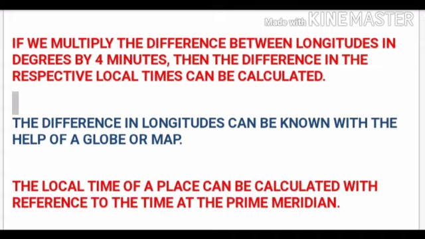You must be thinking, is it really possible to calculate the times of different places on the earth? Yes, it is possible. If we multiply the difference between longitudes in degrees by 4 minutes, then the difference in the respective local times can be calculated. The difference in longitude can be known with the help of a globe or map. The local time of a place can be calculated with reference to the time at the prime meridian. That means we can estimate local time using the prime meridian, the center of the earth.